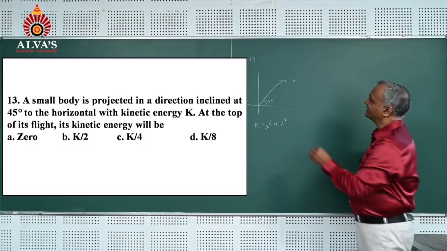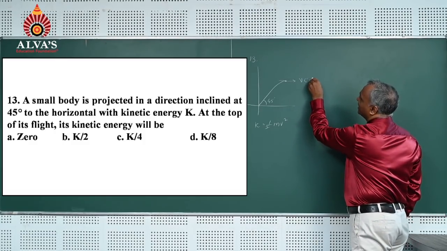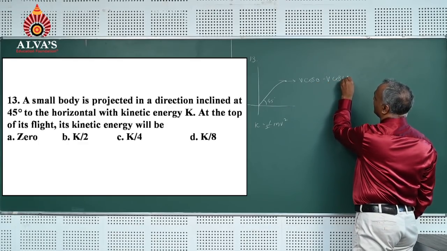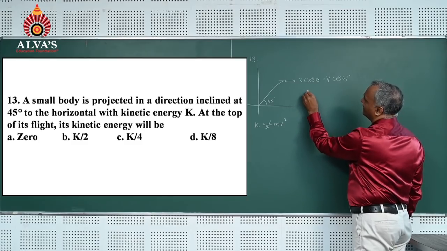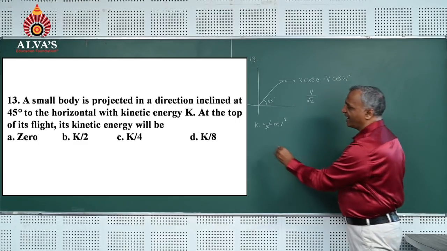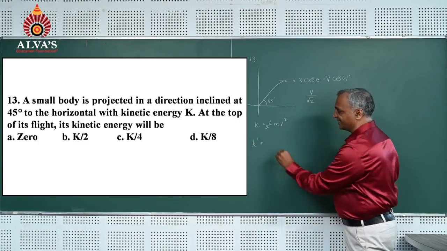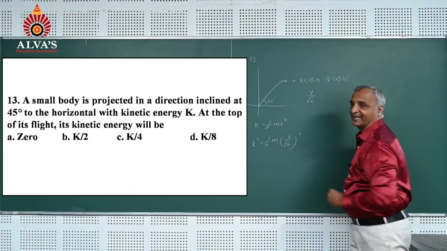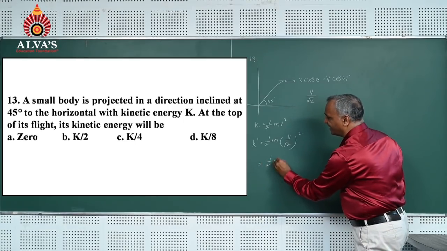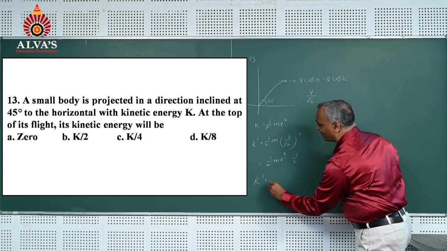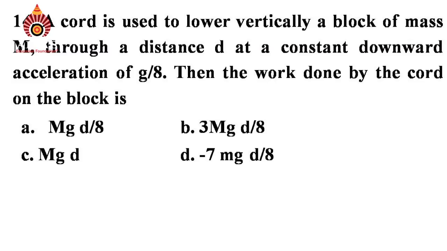And at the top of its flight, its velocity will be V cos theta, we know. So V cos 45, and so at the topmost point, velocity is V by root 2. Cos 45 is 1 by root 2. And so kinetic energy at that point is half into m, velocity V by root 2 whole square. I can write, so it becomes half mV square into half. So kinetic energy at that point is kinetic energy at the beginning divided by 2. So I'll go for our option B.